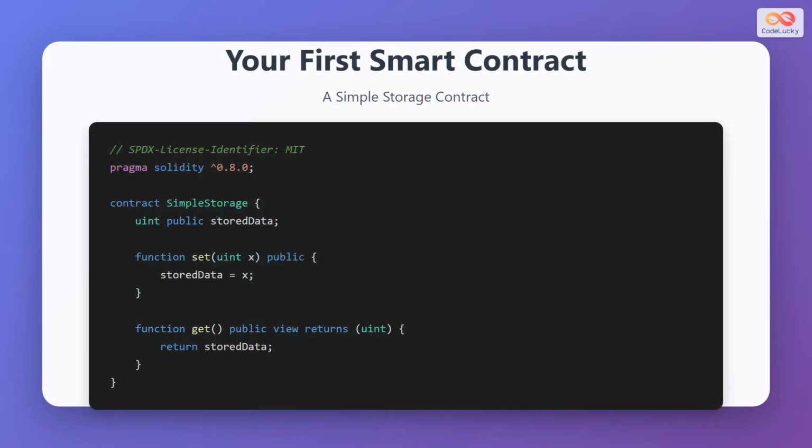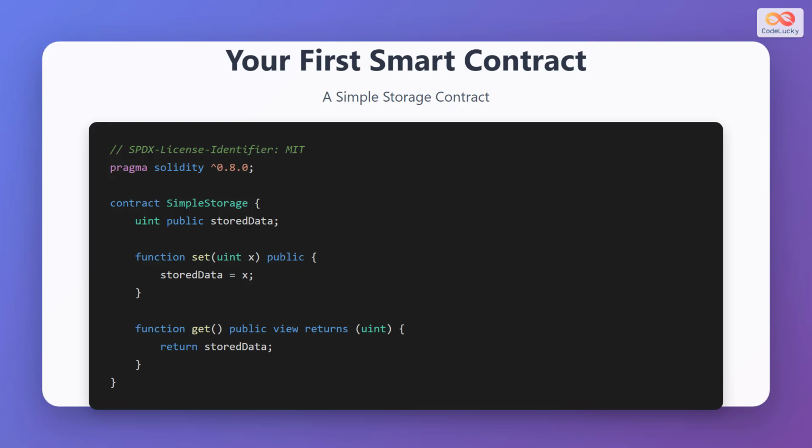Here's a simple storage contract that demonstrates the basics of Solidity programming. This contract stores a single unsigned integer value on the blockchain. The stored data variable is declared as public, which automatically creates a getter function allowing anyone to read its value. The set function accepts an unsigned integer as a parameter and updates the stored data variable with the new value.